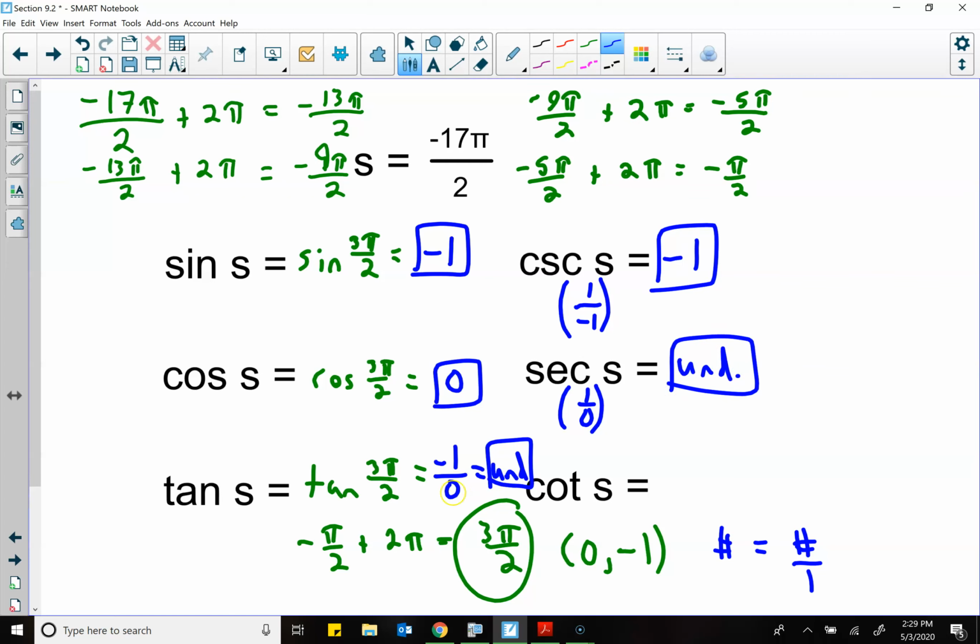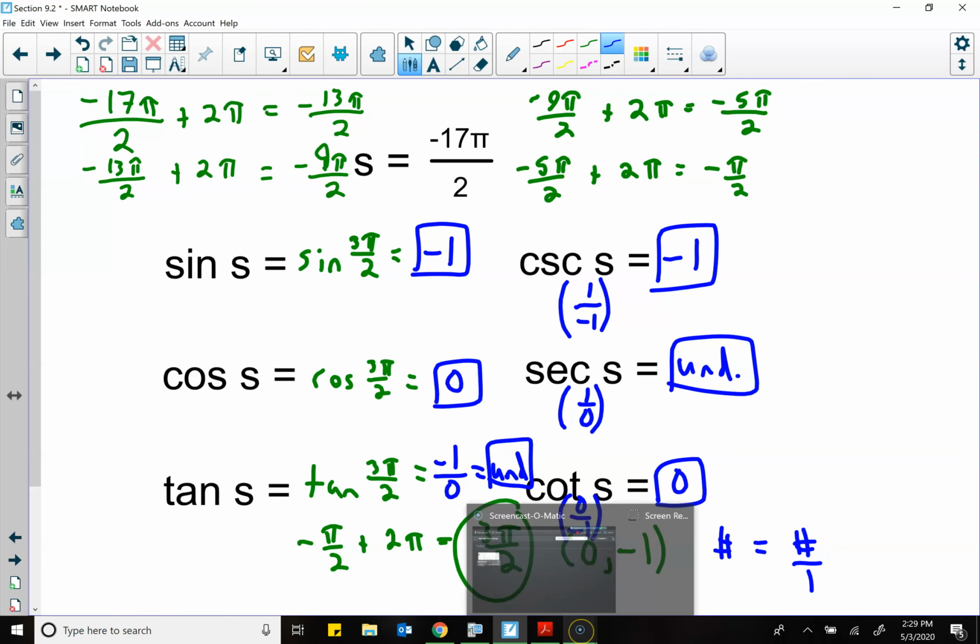And then right here, you already see what is in store for tangent. It's negative 1 over 0. And if you flip that, that gives you 0 over negative 1, which is just 0. Okay? See, not too bad.